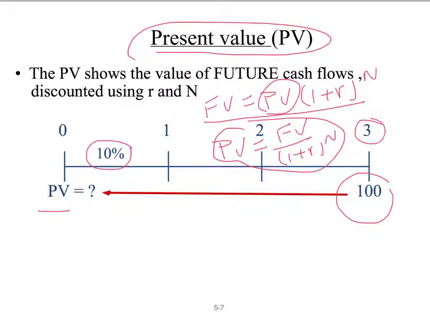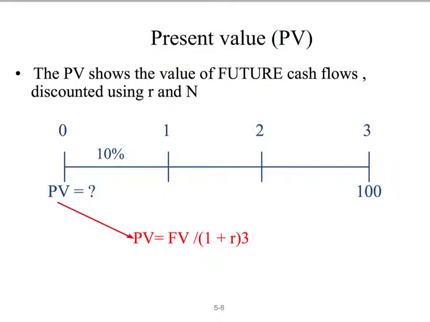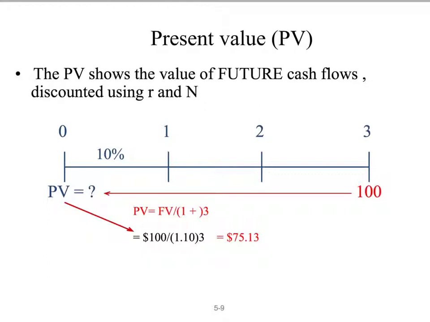So I have $100. I want to know the present value of that future value. So basically, I would use the formula I just mentioned. I take the future value and divide it by 1 plus R raised to 3, and in this case, if R is 10% and N is 3, that's the number I would get.